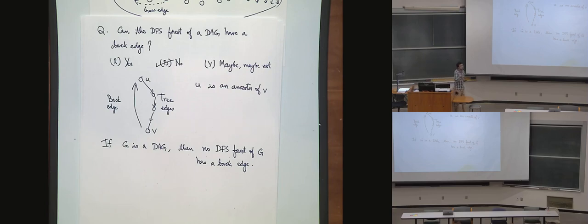So this is a little careful. If the DFS forest has a back edge, G can't be a DAG. That is actually equivalent. It's the same statement. Basically, P implies Q, and you said not Q implies not P. So you're saying if there is no back edge, it must be a DAG. Exactly. I'm saying if there is no back edge, then it's a DAG.